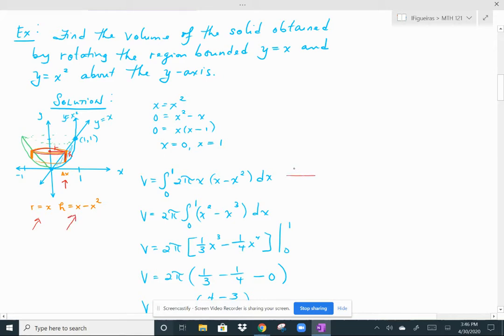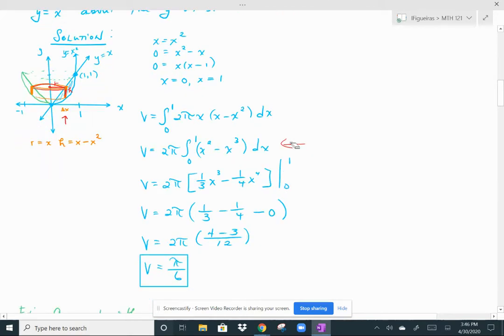So now we put that all together in the formula 2 pi RH. So I get the integral from 0 to 1 of 2 pi x times x minus x squared. So before you integrate, you should distribute the x across, x minus x squared, and factor out the 2 pi. So we get 2 pi times the integral of x squared minus x cubed. Then we take the antiderivative by doing anti-power. So you get 2 pi times 1/3 x cubed minus 1/4 x to the 4th.